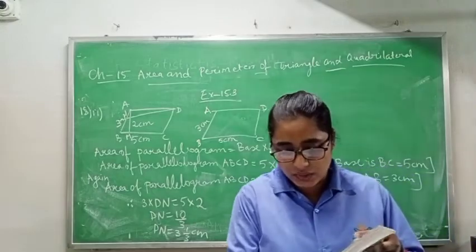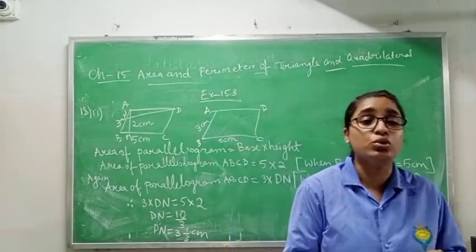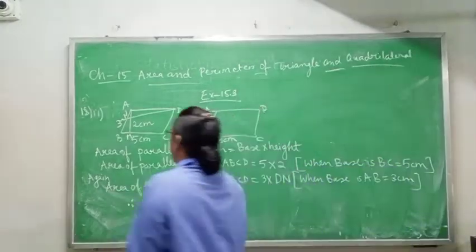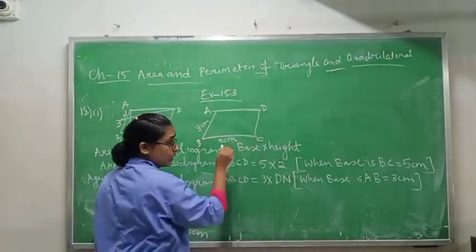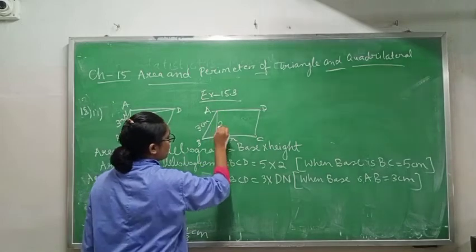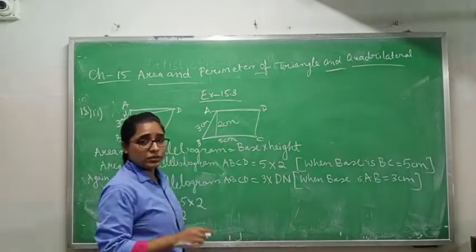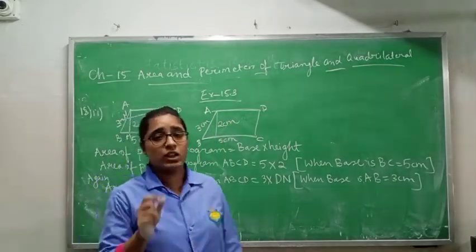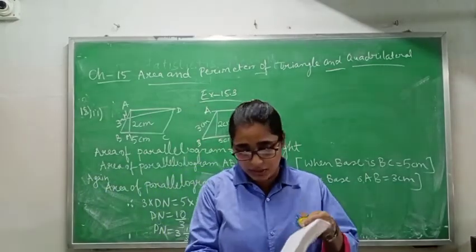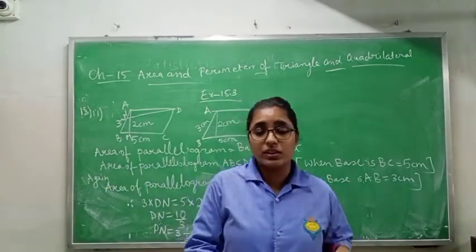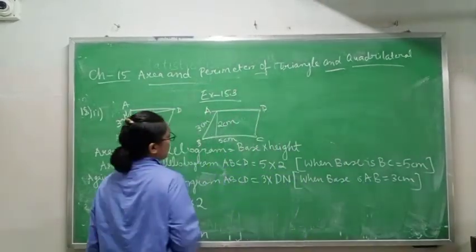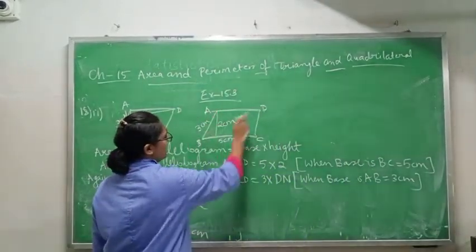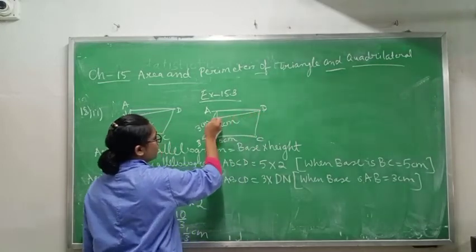If the distance between the longer sides is 2 cm. So if this one and this one are the longer sides, the distance between these two is 2 cm, because it is written that the distance between the longer sides is 2 cm. Then find the distance between the smaller sides. So which two are the smaller sides? AB and CD, this distance you have to find.